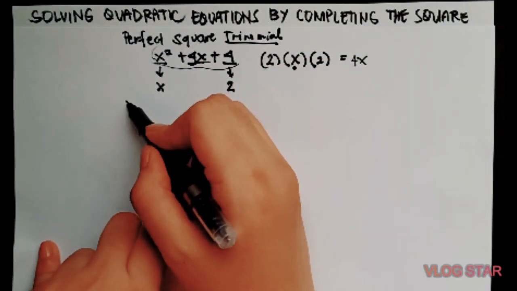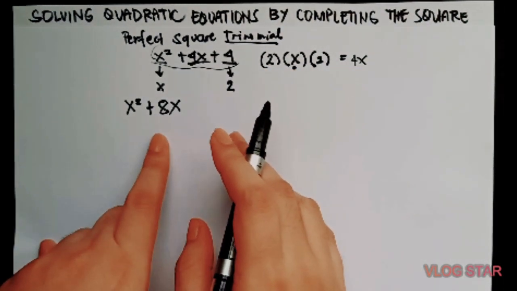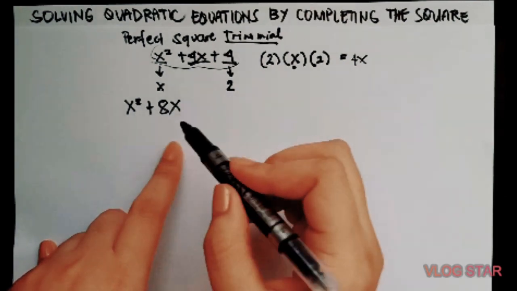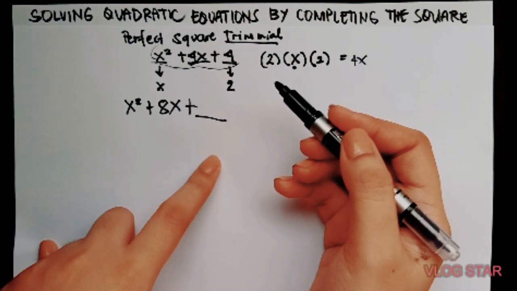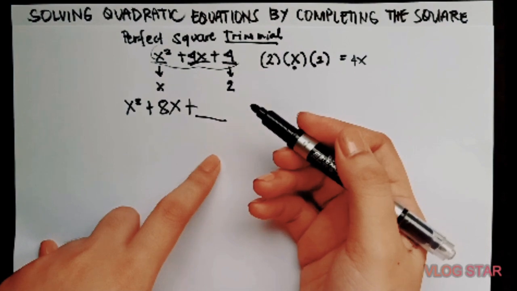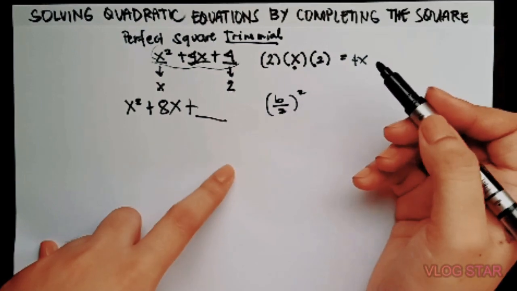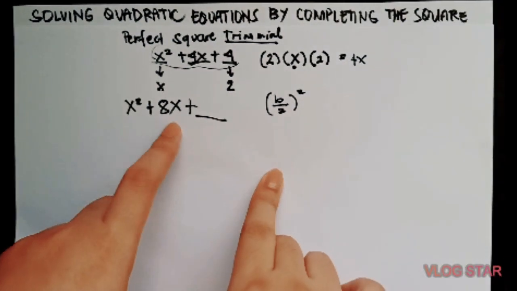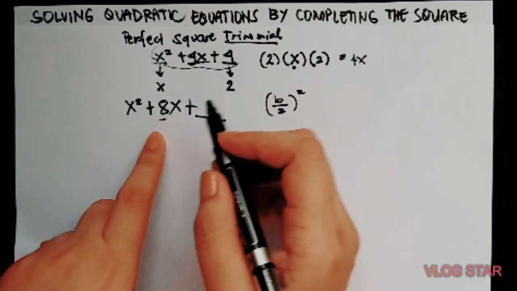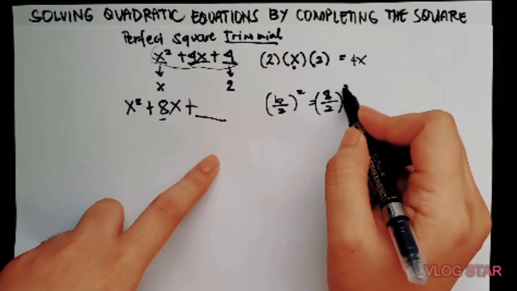Like for example, if we have x squared plus 8x, how can we make it a perfect square trinomial? In the first place, as you can see, this is a binomial, so we have to add another term to make it a trinomial. And how can we make sure that that will be a perfect square trinomial? We will be using the formula b divided by 2 squared. If we take a look at this example again, we have here ax squared plus bx, so therefore b is 8. Substitute to the formula. So we're going to have 8 divided by 2 and the square of that.